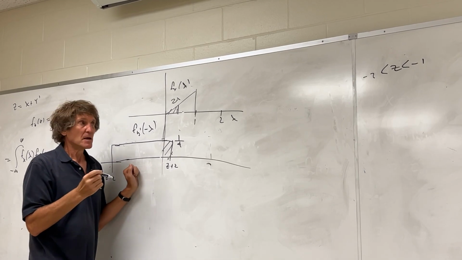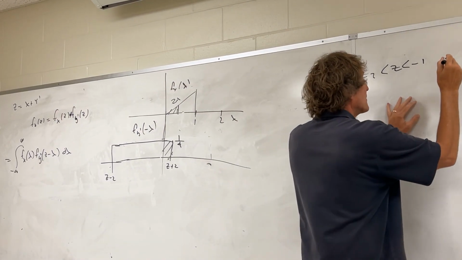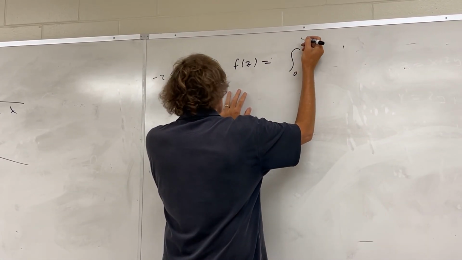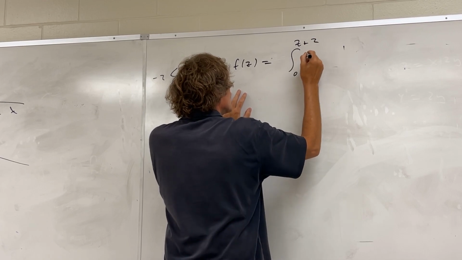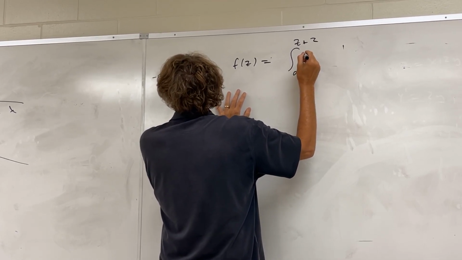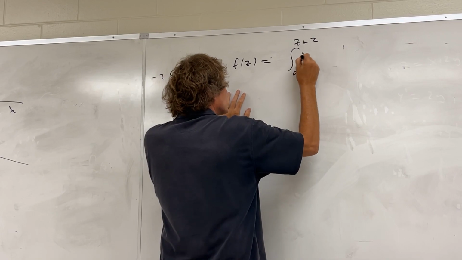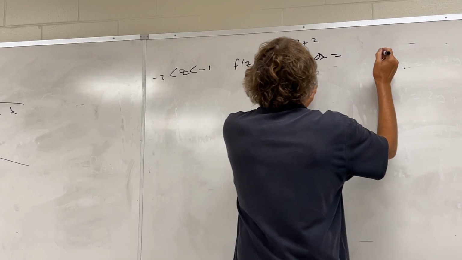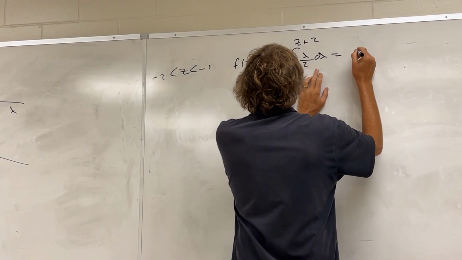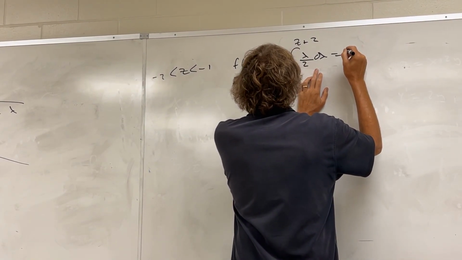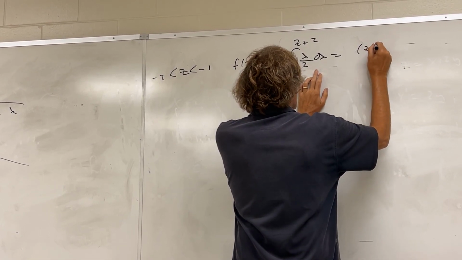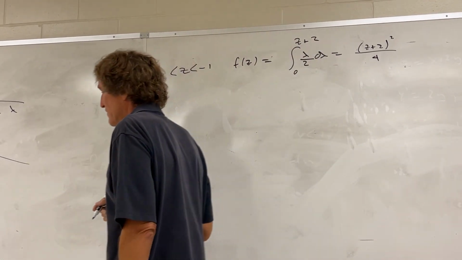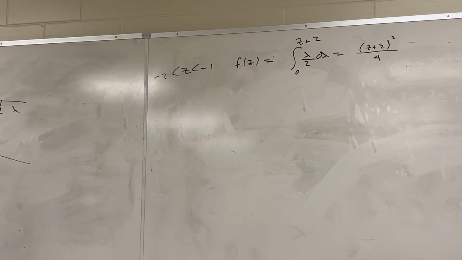Do you all agree? So for here, my f of z is going to be an integral from 0 to z plus 2 of simply 2 lambda divided by 4, or lambda over 2, d lambda. And that's going to be simply lambda squared over 2, or lambda squared over 4, and it becomes simply z plus 2 squared over 4. Now you can expand that out, but that would be f of z in that range. Do you all agree with that?